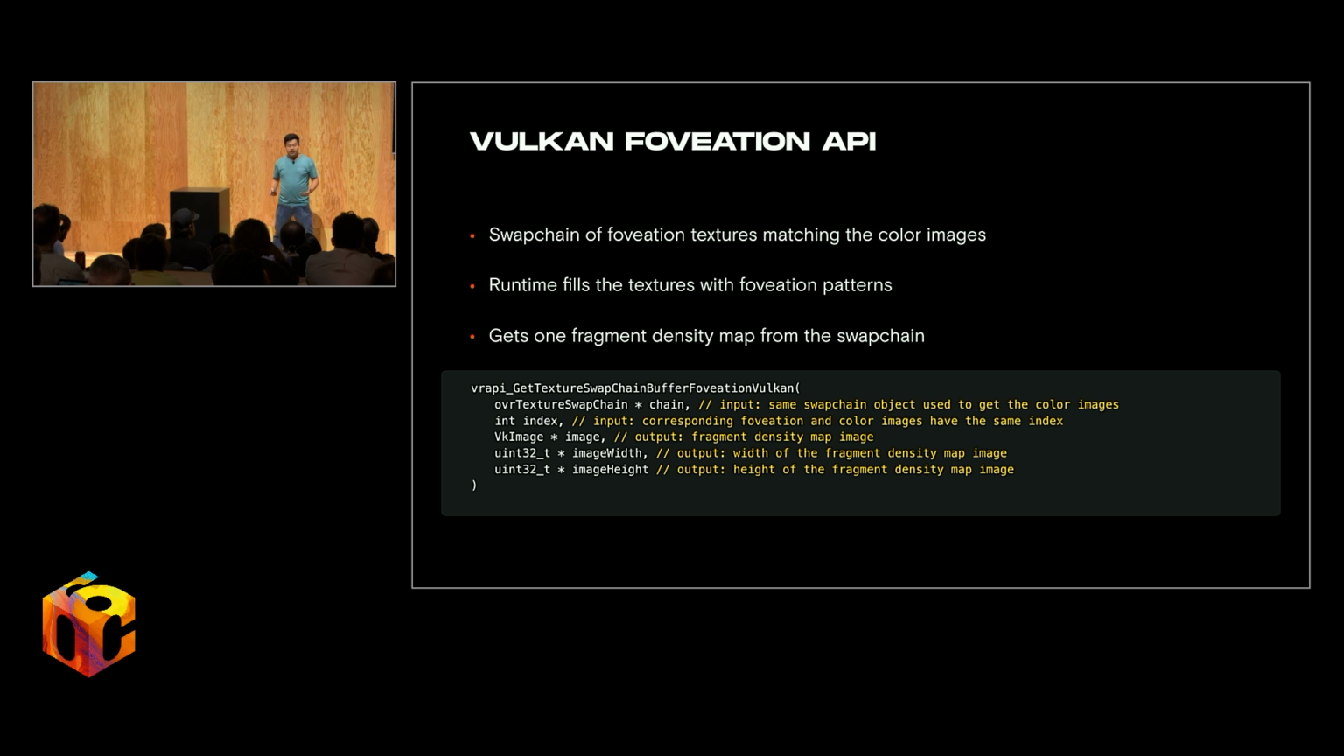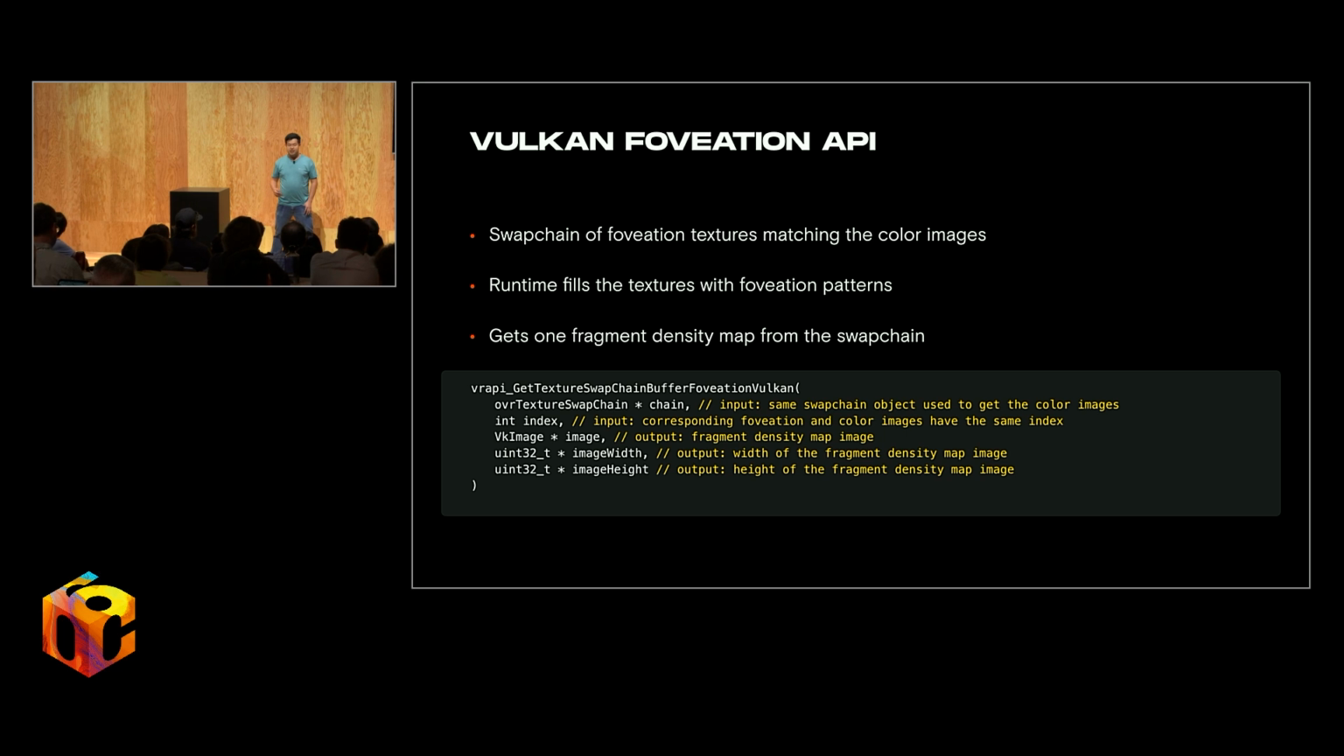Now, this new VR API get texture swap chain buffer foveation call, which for simplicity I'll refer to as get foveation swap chain from now on, is now available to retrieve the foveation textures from the swap chain in the same way that the VR API get texture swap chain buffer Vulkan retrieves the color textures. And so the first two parameters here you see should be identical to the get color swap chain call. And the third one is simply a pointer to receive the return foveation image that's compatible with the same corresponding color image. Now, you may be wondering why this image height and width are being returned with the VK image as well, since the get color swap chain call doesn't provide that.